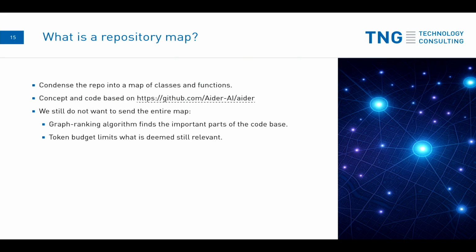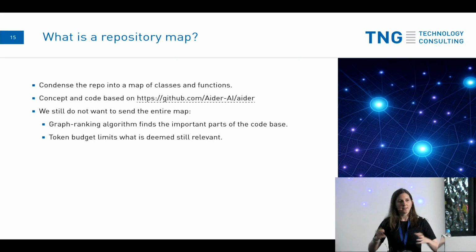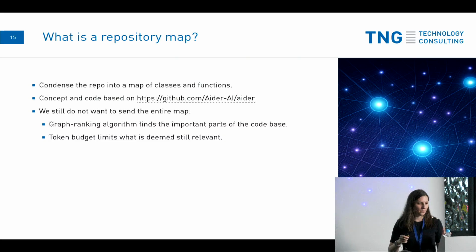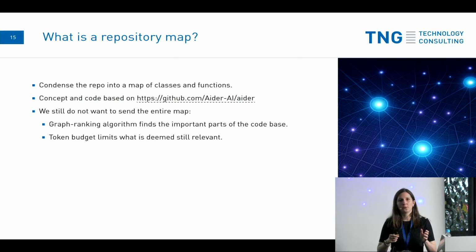So what is that? Basically, it takes the repository and it condenses it into just the information needed for unit tests. The concept comes, and the code as well actually, from a tool called Aider. And we use it here based also on the tree-sitter library. So what this map actually contains is just a map of the type and call signatures of all the methods for all classes. So you have no information whatsoever about the actual implementations of the methods in there, just the signatures that we need to then be able to generate correct mocks.